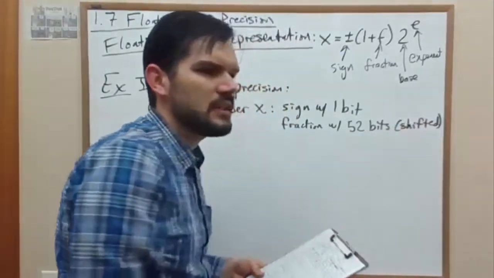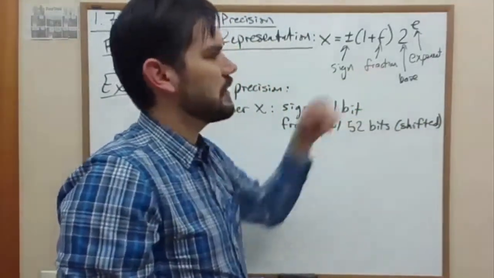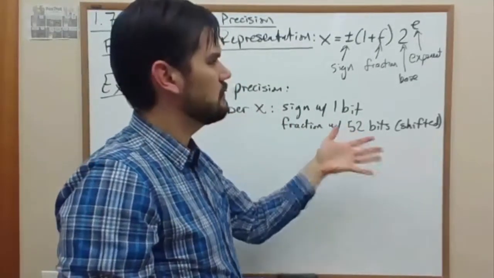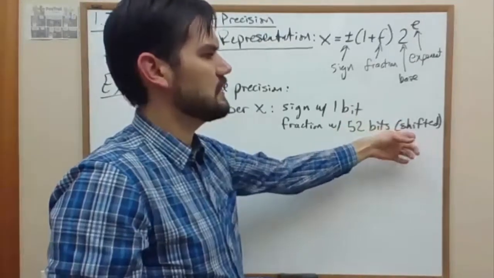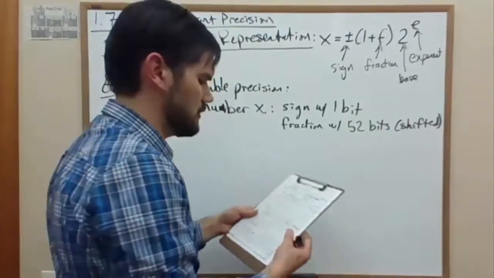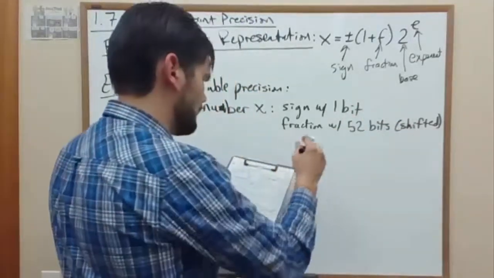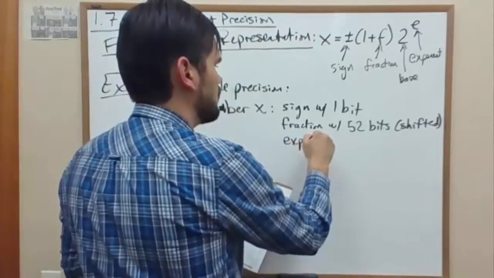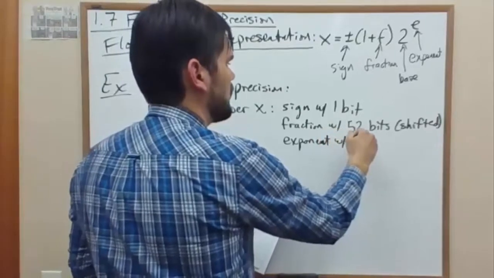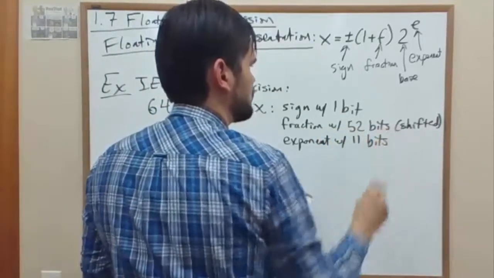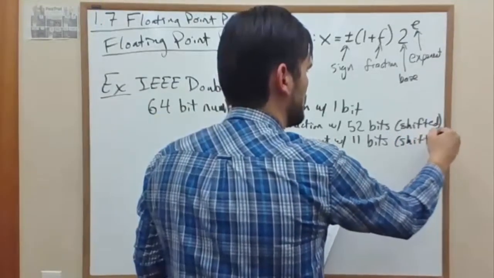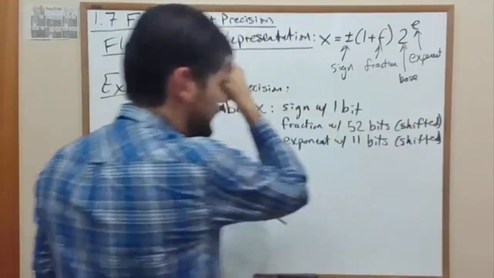Now, binary bits represent integers, and because we're dealing with a fraction, we just take those bits and we shift them to represent fractional pieces instead of integer components. But it's the same idea. Then, the exponent, with 11 bits. And again, that is also shifted. Now, what do I mean by shifted?